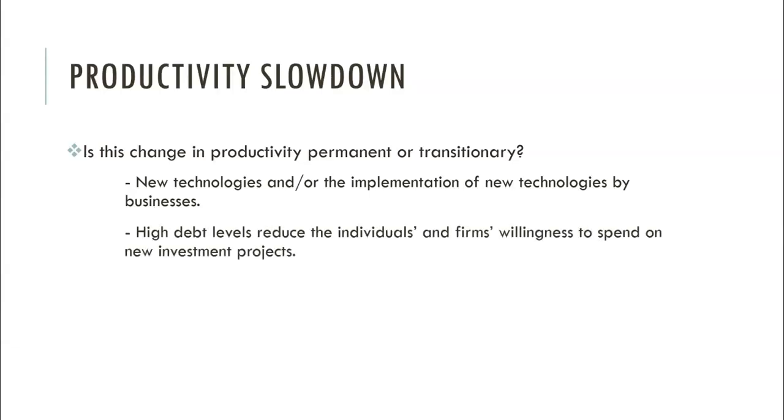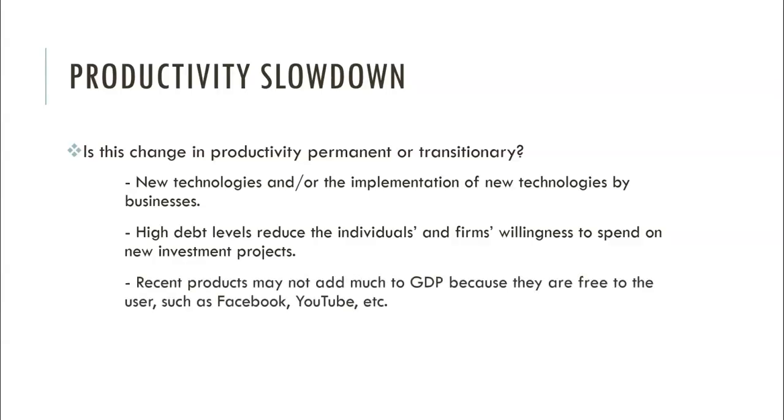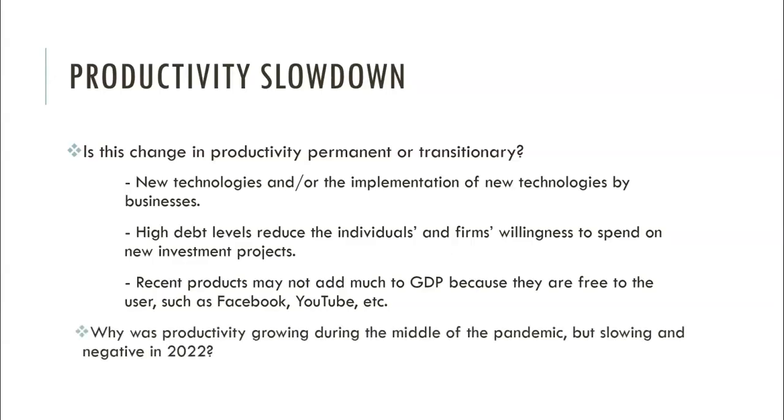If you have high debt levels, this is going to reduce individual and firms' willingness to spend on new investment projects. So how much debt is happening in the economy? This is going to affect whether you have permanent or transitionary productivity changes. Recent products might not add much to GDP because they're free to the user, such as Facebook or YouTube. So maybe the way that we're measuring GDP is not very accurate. If we have a lot more free products or things that don't have a dollar value attached, it may look like a productivity slowdown when really it's just that the types of products don't have a dollar value attached.